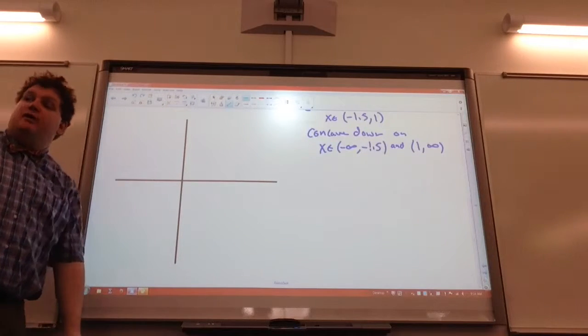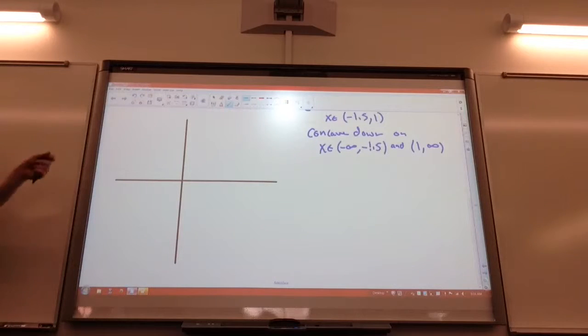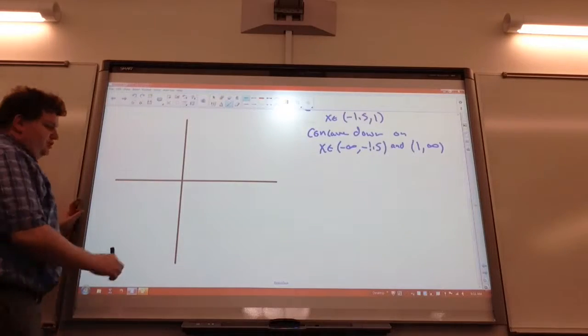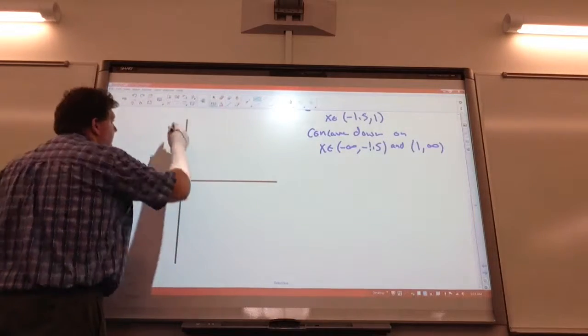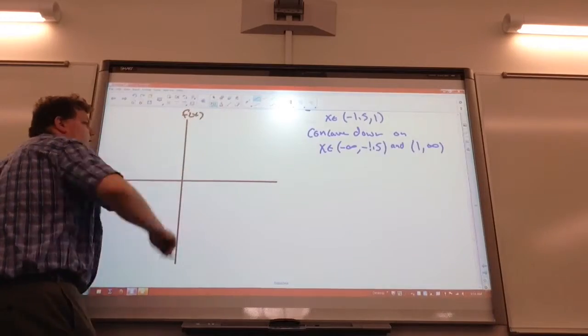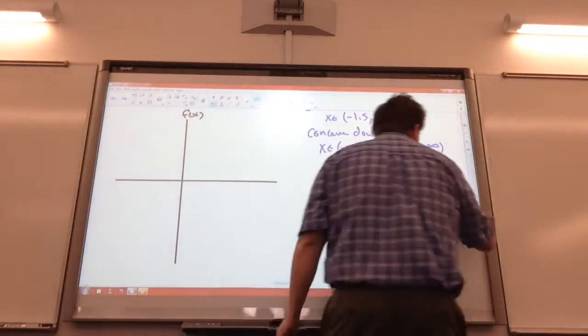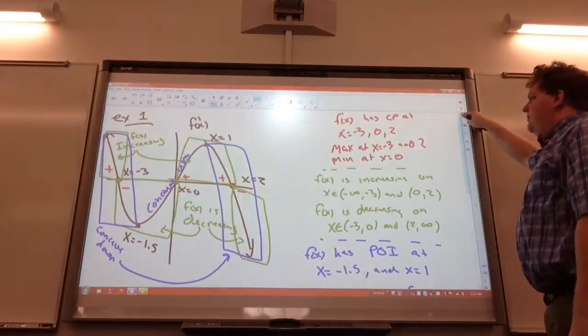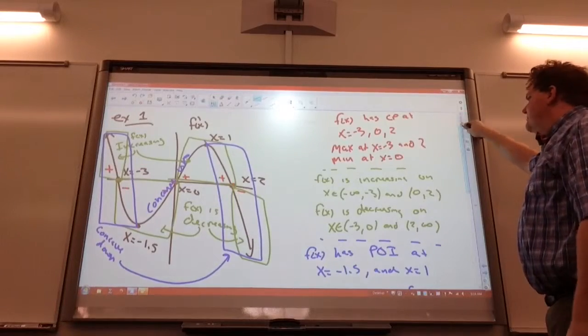You're just going through a graph of f prime of x, pulling out all the information from it, answering the questions, and then the last part of it is give a sketch of f of x. So what should f of x look like? Well, we know f of x had a maximum at -3 and 2 and a minimum at 0.